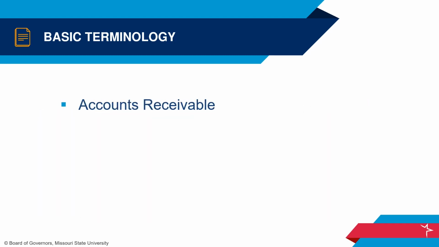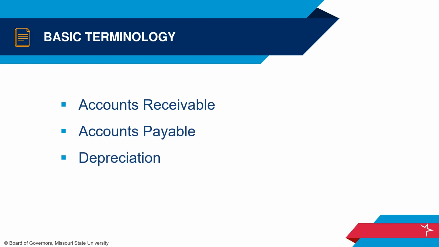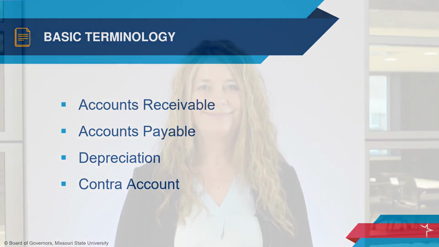Accounts receivable are sales on credit to your customers, and this is money owed to your business. Accounts payable are purchases you made from your vendors, and this is money your business owes to those vendors. Depreciation expense is a reduction in asset value based on IRS guidelines for age and use of the assets. A contra account is an account that carries the opposite balance of the normal account. Now, let's take a look at how debits and credits impact different account types.